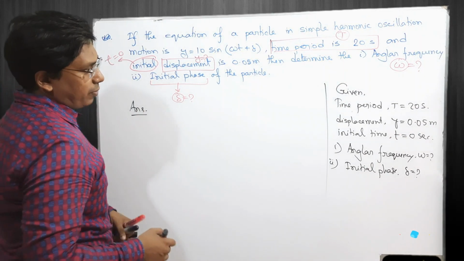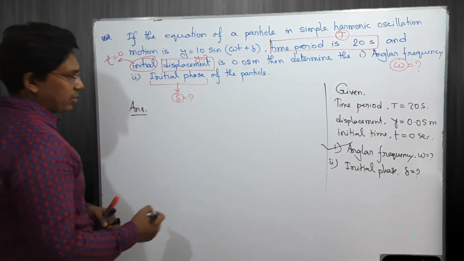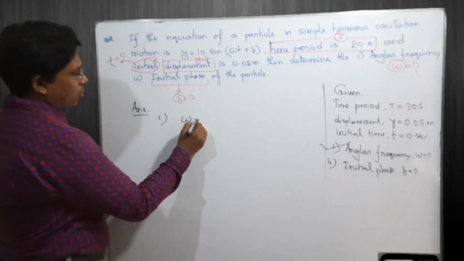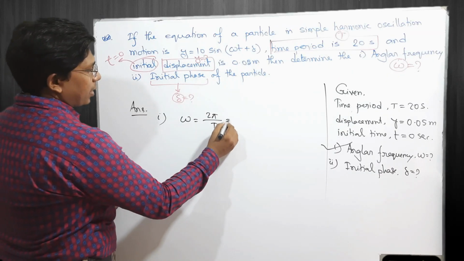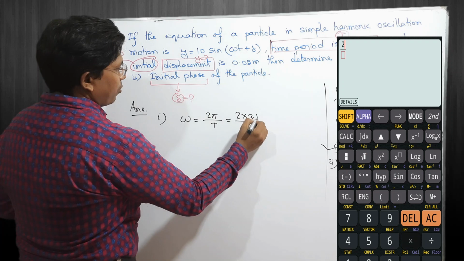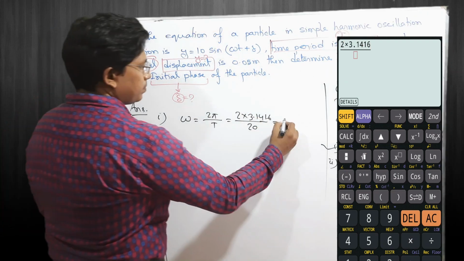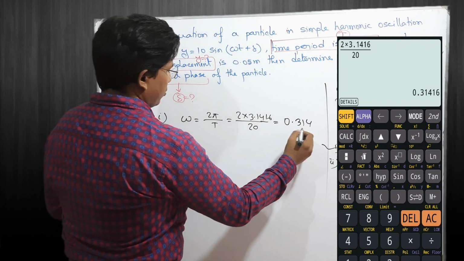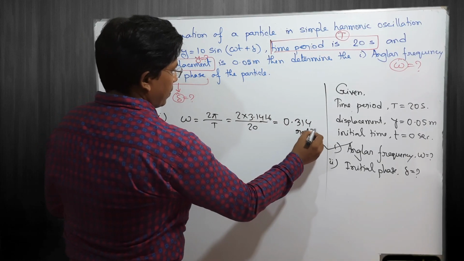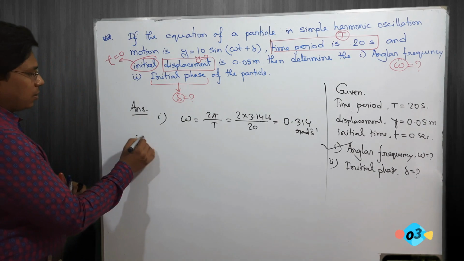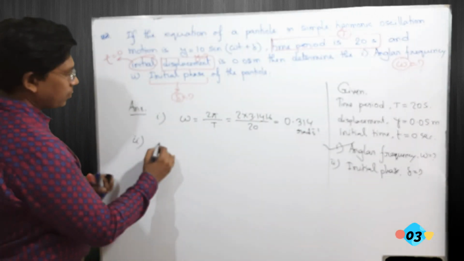First of all, the first one, angular frequency. Omega equals, we know, 2 pi by capital T, with pi 3.1416 and capital T equal to 20 seconds, which gives 0.314 radian per second.